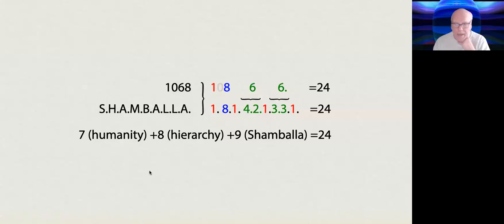But the point being that Shambhala is the synthetic one reality, you could say, that is the expression of deity and expresses itself through the lesser head centers, and it expresses itself through humanity and hierarchy, and 9 is the number also of Shambhala as well as of initiation. So it's all of a synthetic piece.